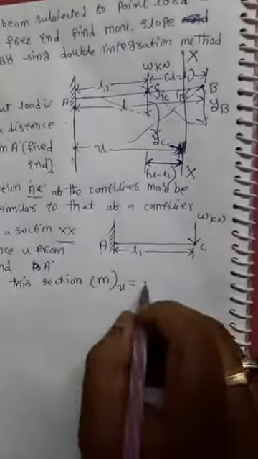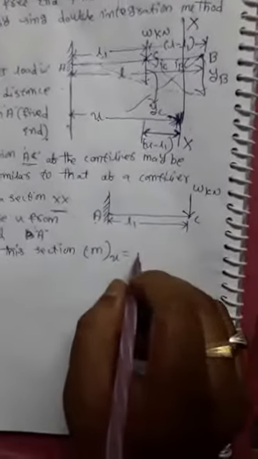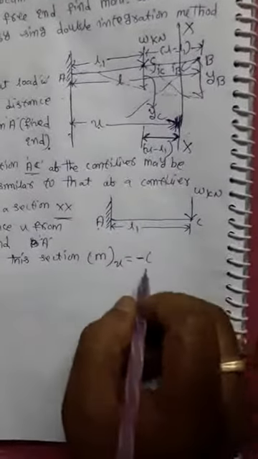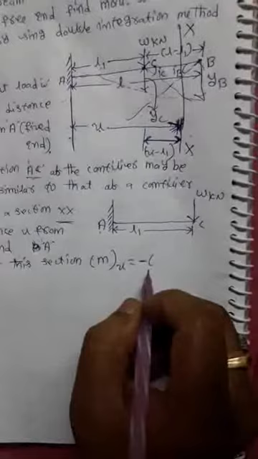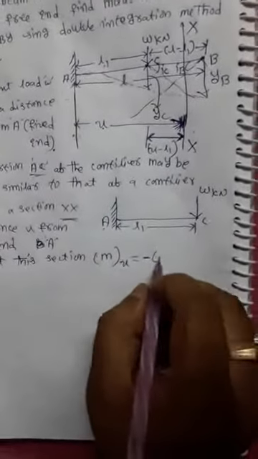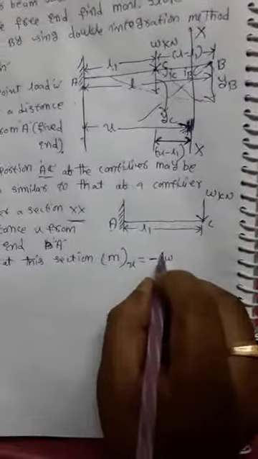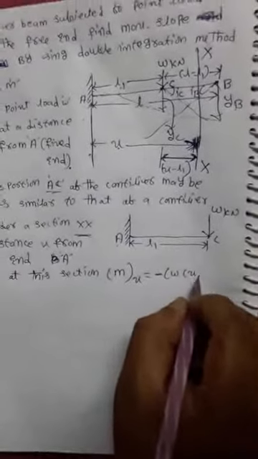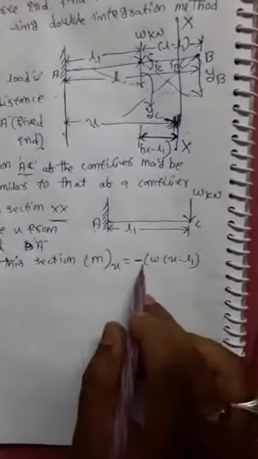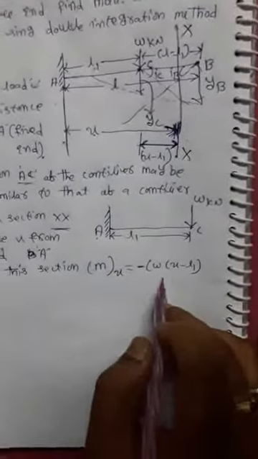The bending moment formula for a point load: this is a downward direction, so it is a hogging moment, and so minus force into distance. Force equals W, and the distance is x minus L1, the distance from C to x dash x. Force into distance, perpendicular distance. And this is the equation.